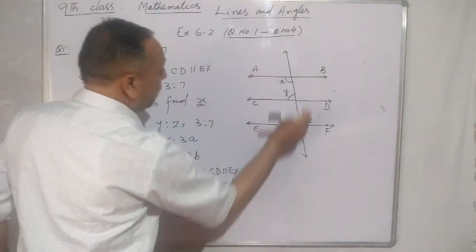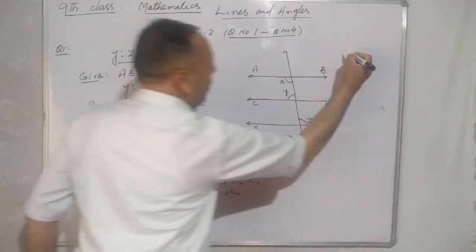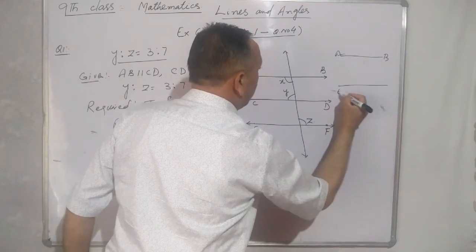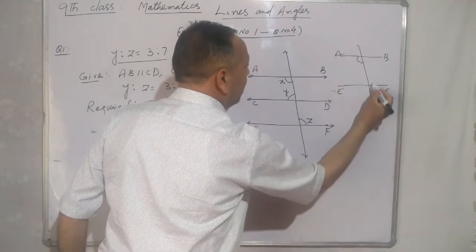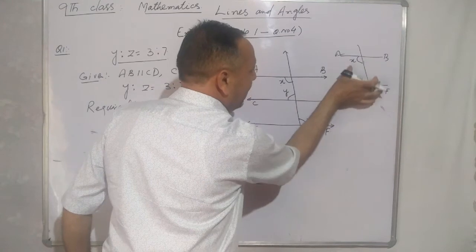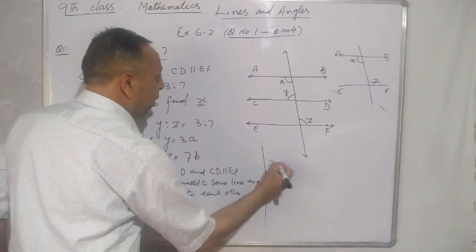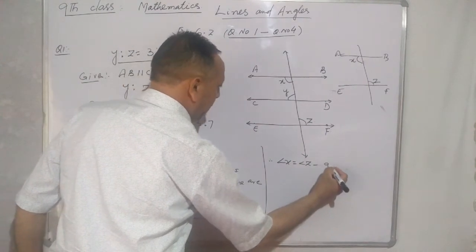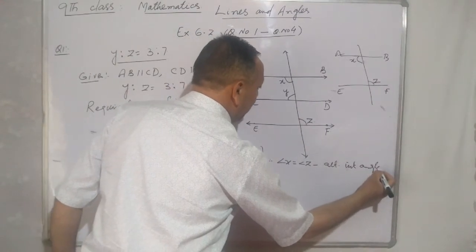When AB is parallel to EF, that means angle X is equal to angle Z. Now here, if we have AB and we have EF here, and this is the transversal, that means this angle is equal to this angle. This is X and this is Z. That means angle X is equal to angle Z. These are alternate interior angles.